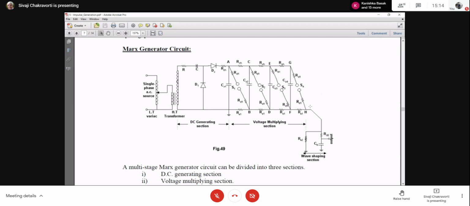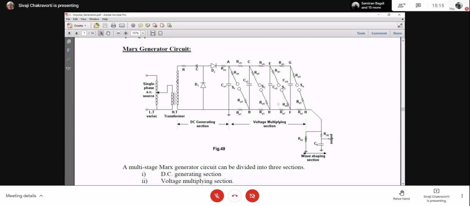It is no longer V. Earlier, the voltage across S2 was V. Why? Because all the capacitors are charged up to V. So A, C, E, they are all at V potential, and B, D, etc. are all at zero potential. So these sphere gaps were having a voltage difference of V.